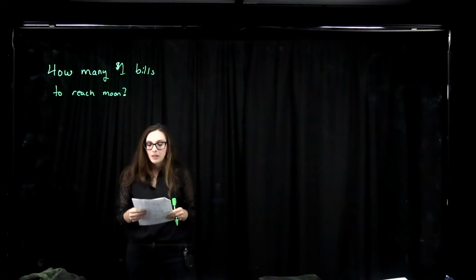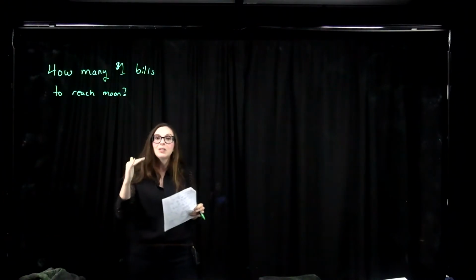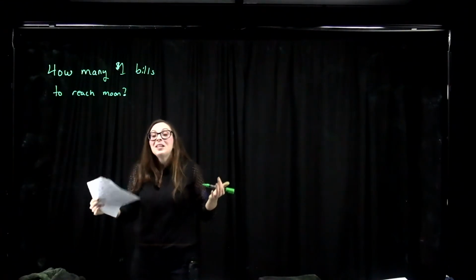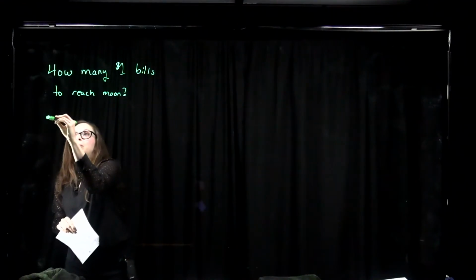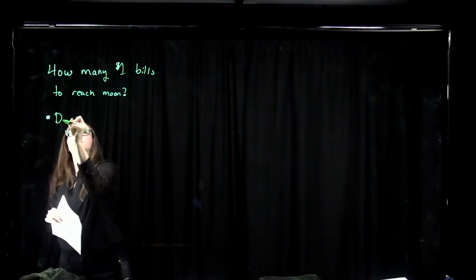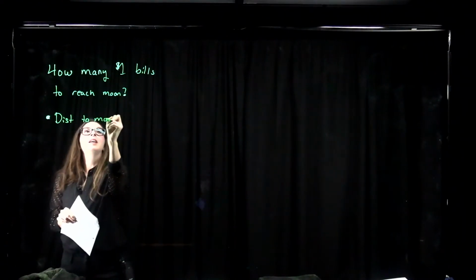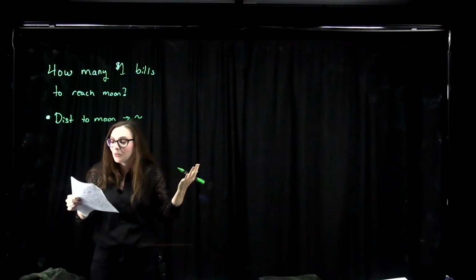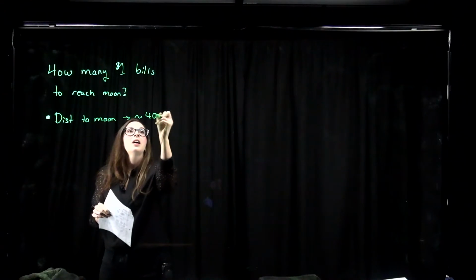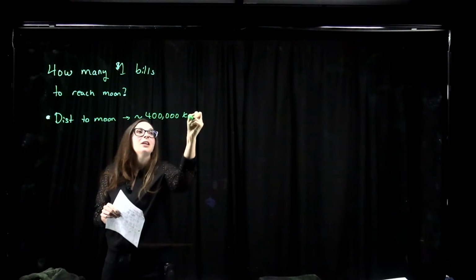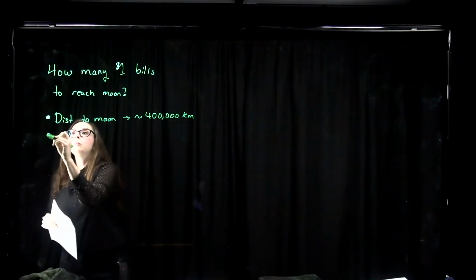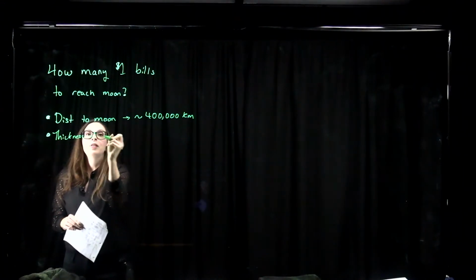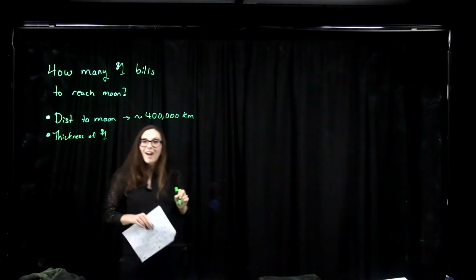So the first thing you want to do is ask yourself, what do you need to know in order to solve this problem? Well, we need to know the distance to the moon. That's something you might want to look up. The distance to the moon is about, and this is an order of magnitude estimate, 400,000 kilometers. And maybe we need to know the thickness of a $1 bill. How thick is it?